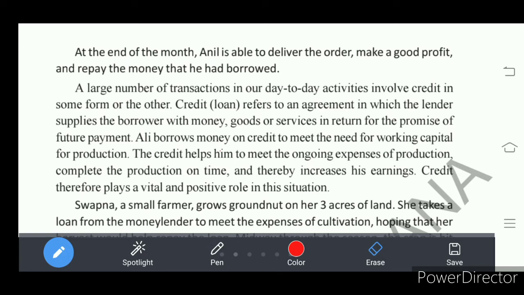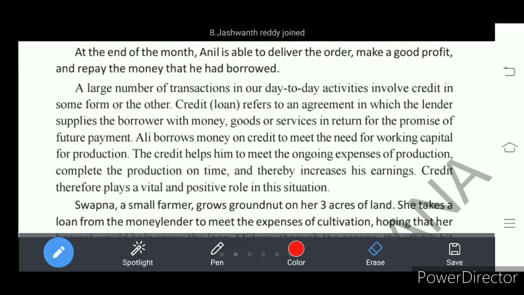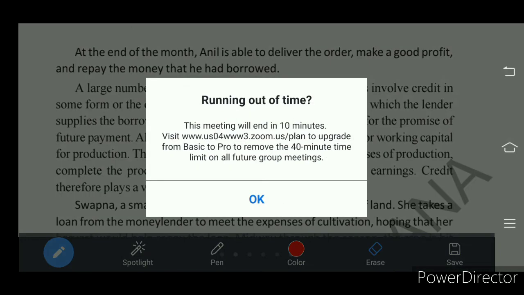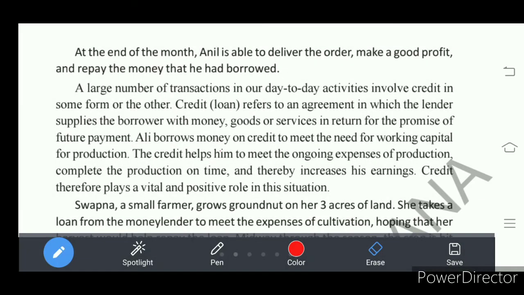Understand, right? So Anil borrows money on credit to meet the need for working capital for production. What is meant by working capital? It is the money required to make his work go on, that is called working capital. Understand, that means to buy the leather, and for stitching he needs thread, right? And some instruments. For all these things, he has to spend some amount of money. That is called working capital. Okay. So working capital means what is used every time in the process of producing the goods.